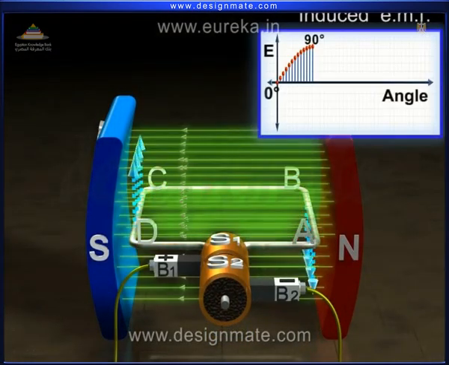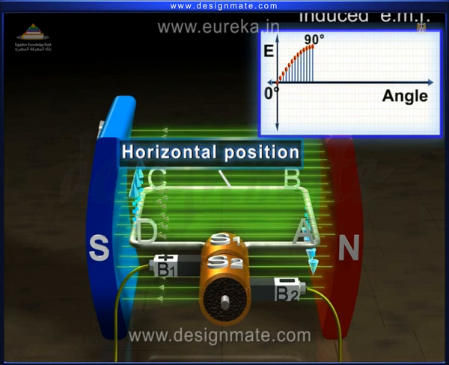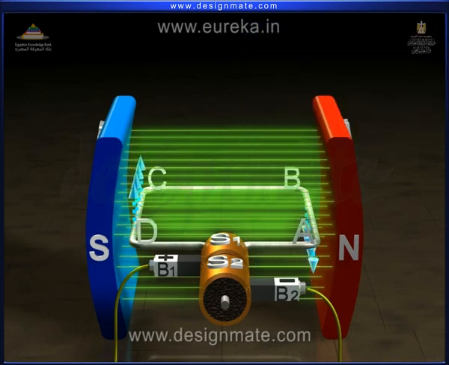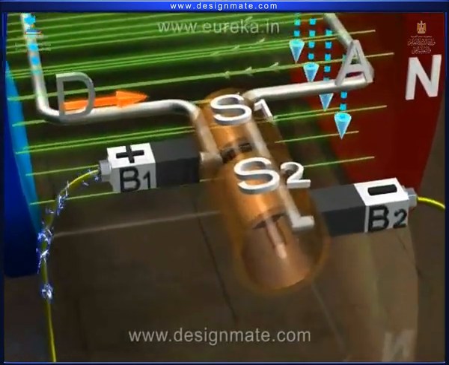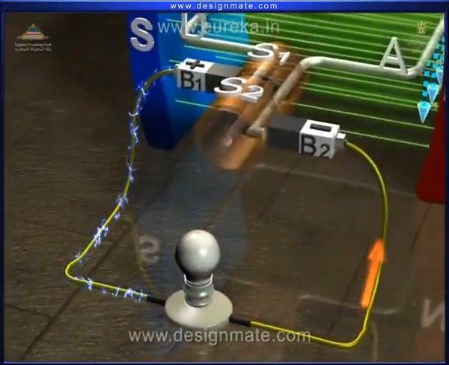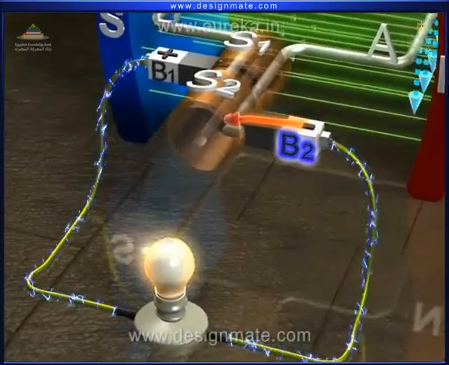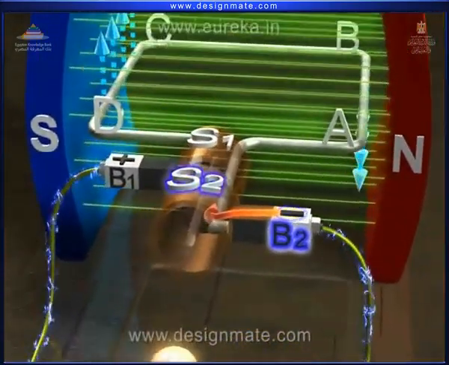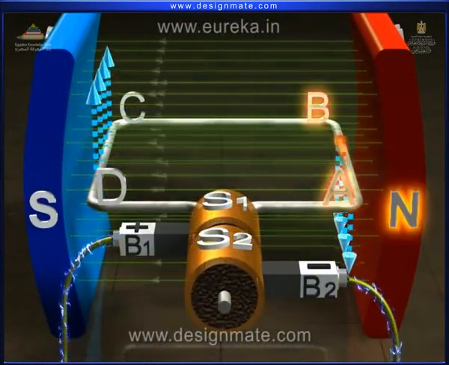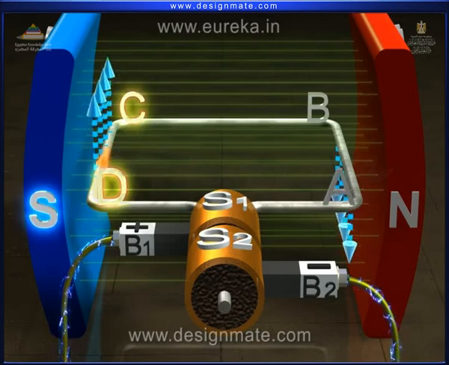As the coil reaches the horizontal position, that is 90 degrees, the flux cut is maximum. So EMF induced is maximum, and hence the current, as can be seen in this graph. Now, the current enters the external circuit at S1B1, which becomes positive, and leaves the external circuit at B2, which becomes negative, and passes through S2. During this position, arm AB faces the North Pole, and arm CD faces the South Pole.